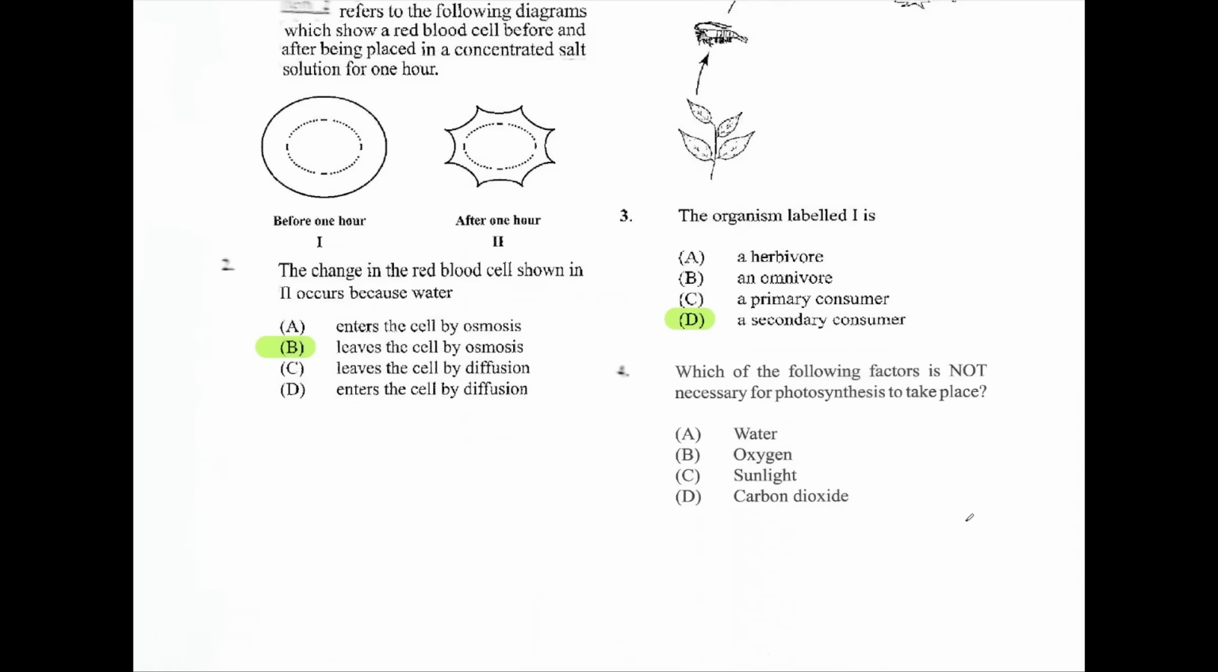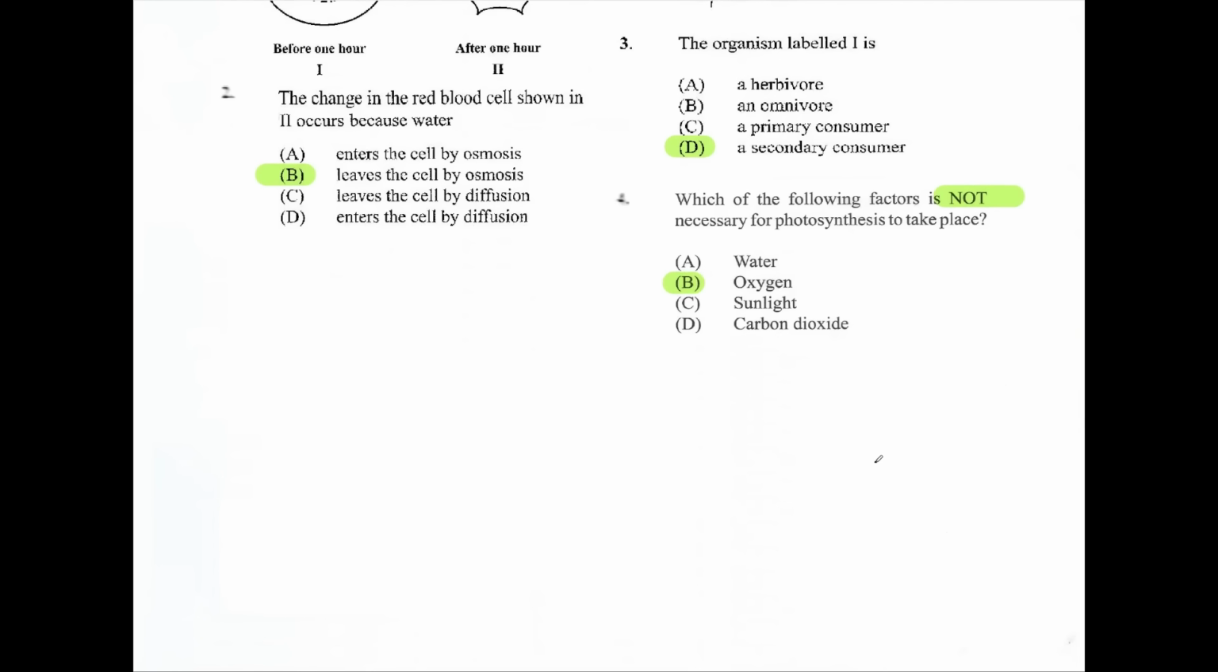Which of the following factors is not necessary for photosynthesis to take place? And that "not" is in capital letters, just to make sure we don't miss it. And it is oxygen. Question 4 is oxygen.